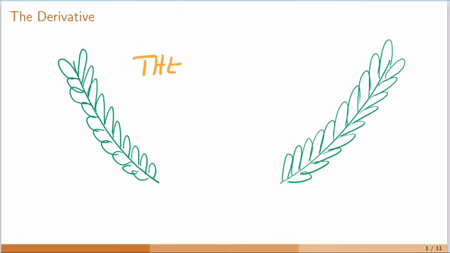The derivative. Applause, applause, applause, everybody. I introduce the derivative today. And I'm introducing two other concepts which are very, very closely related.